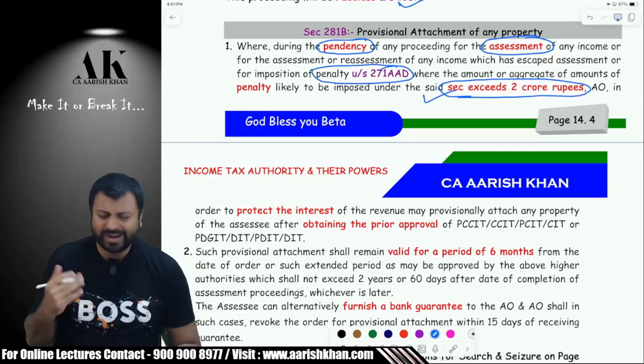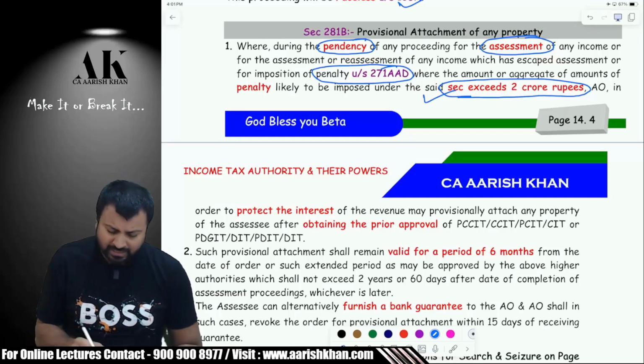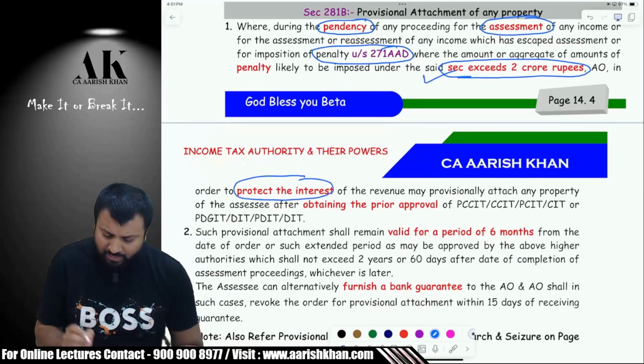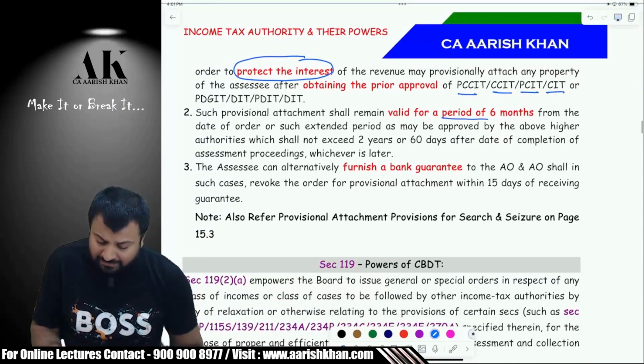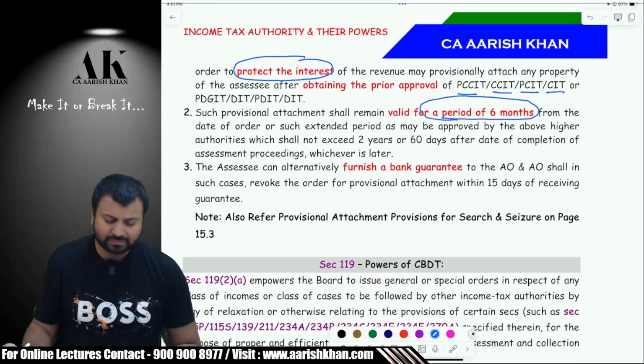Okay. Now, why is provisional attachment done? It is done to protect the interest of the revenue, and it will be done with the prior approval of the principal commissioner, chief commissioner, principal chief commissioner, commissioner, etc. And it generally remains valid for a period of 6 months from the date of order.